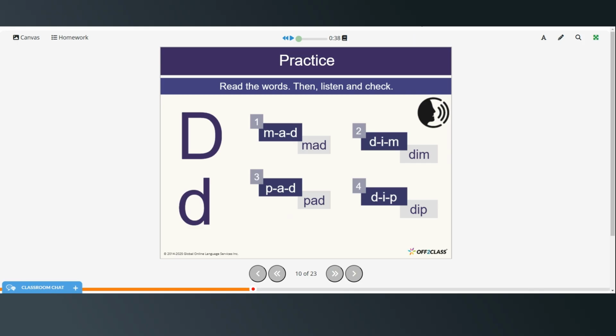Okay, so read each of these words, sounding them out and then reading the full word, and then restart the video when you're ready to check.